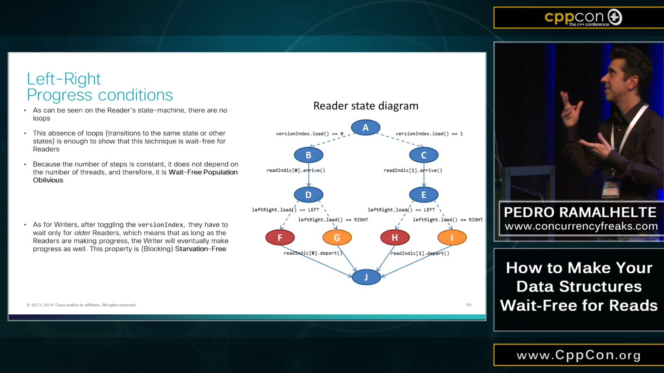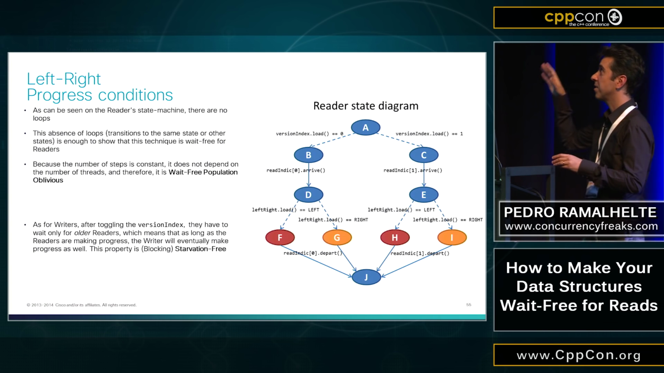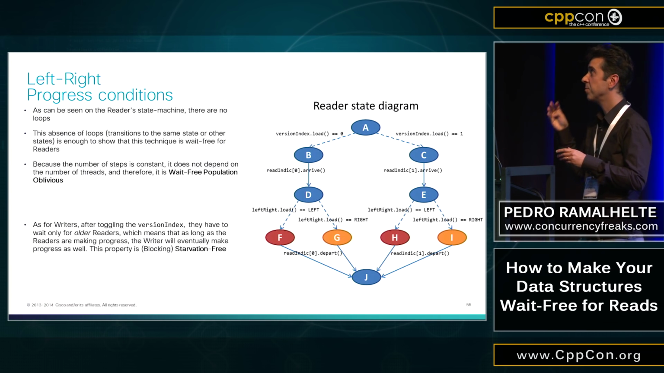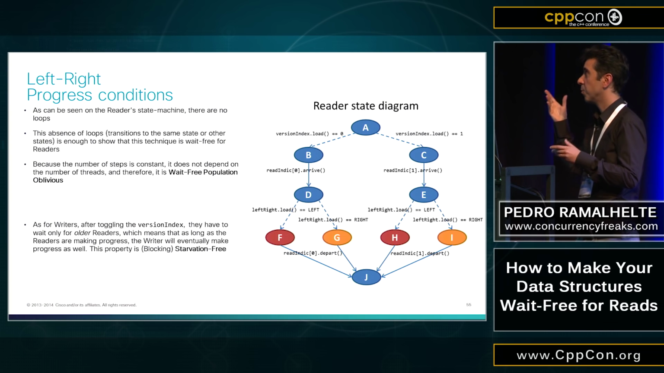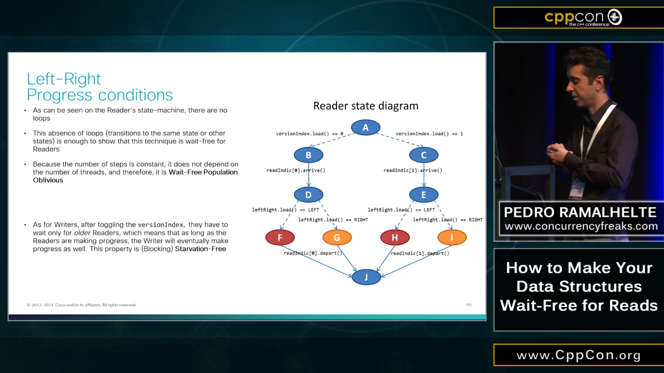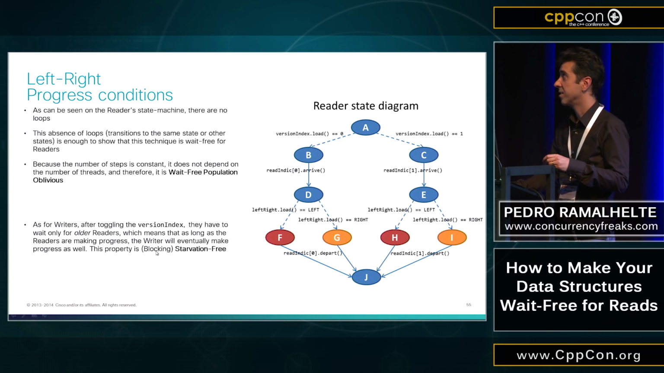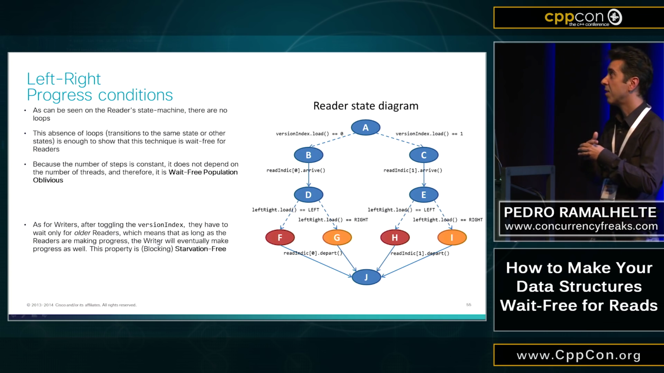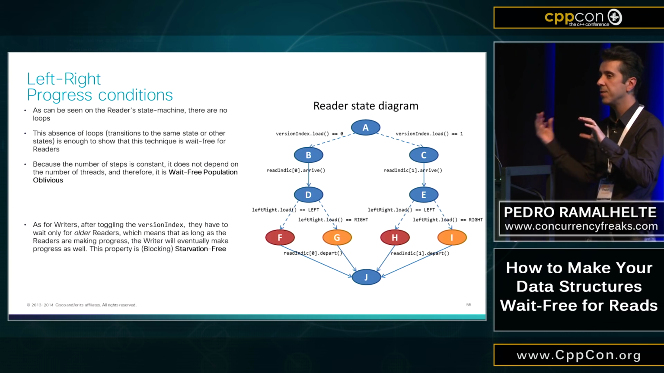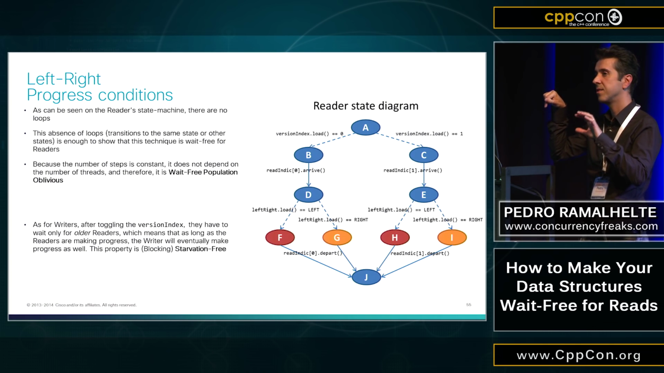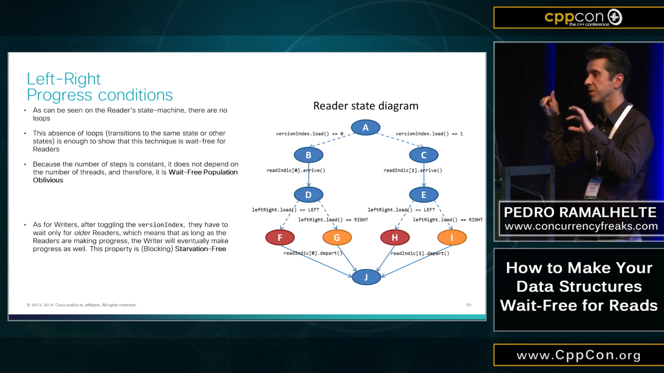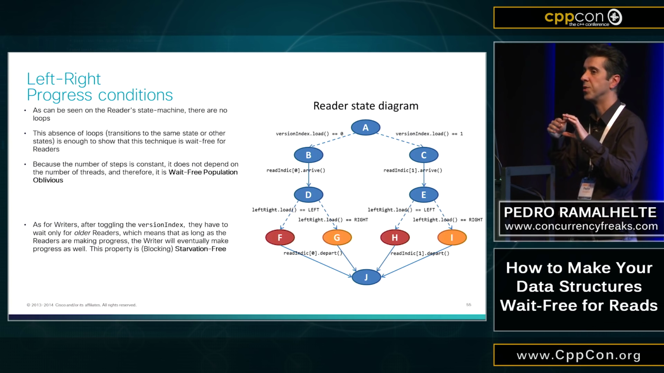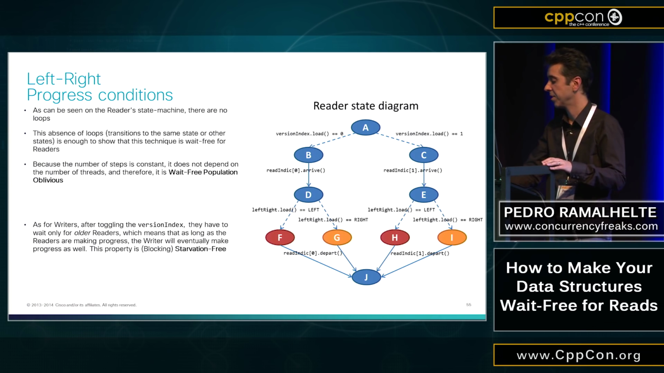Now you could think that it is population oblivious immediately from the state machine, because the state machine has no loops, so that's, well, wait-free. At least it would be wait-free for not having any loops. And the thing about the writer is, yes, it is starvation-free because the writer only has to wait for older readers. Even if new readers come in, they are going to go on the other instance, and the writer doesn't have to wait for those. He just has to wait for the old readers. This is the typical RCU thing.